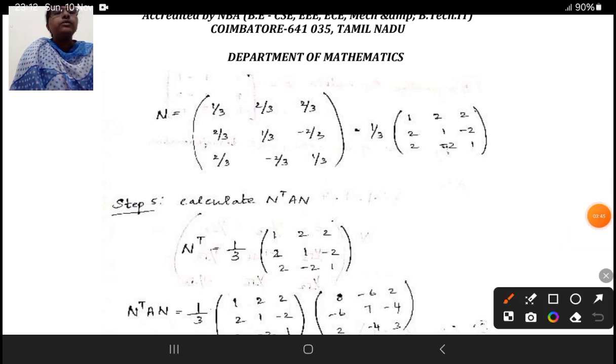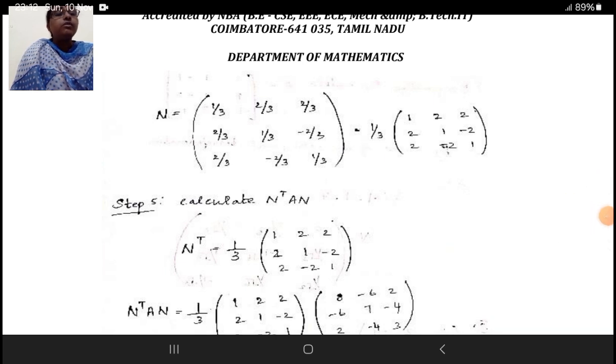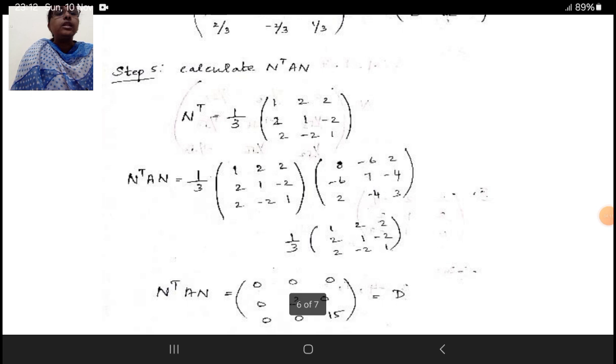After this, all the values in the first row, second row and third row are more or less the same, 1, 2, 2 only. Everything has the denominator 3. We got the common denominator, so we can take the common denominator outside of the remaining matrix. The next step is to calculate the diagonalized matrix.